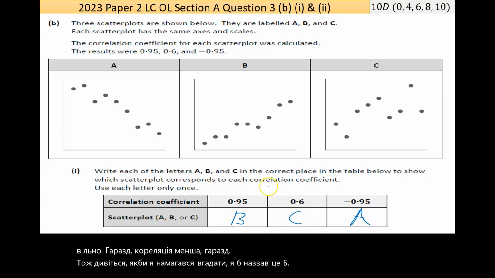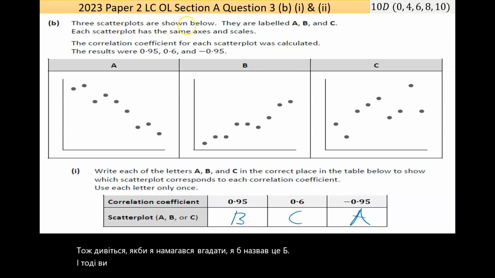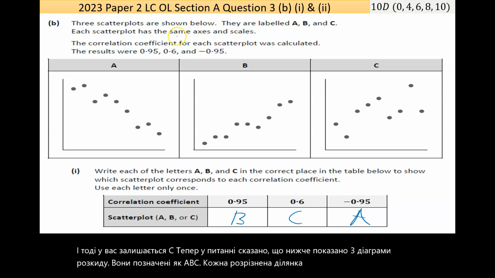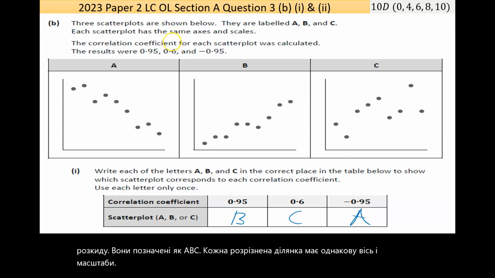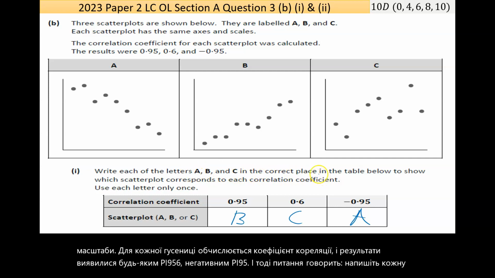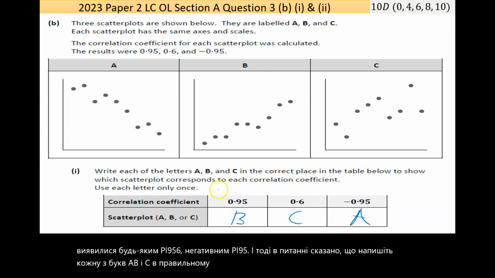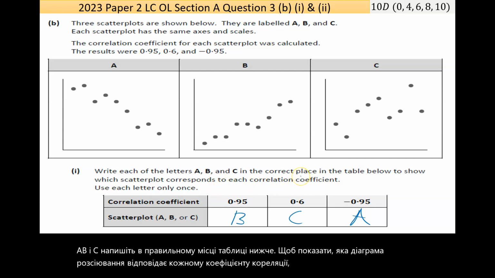Now the question says 3 scatter plots are shown below. They are labeled A, B, C. Each scatter plot has the same axes and scales. It says the correlation coefficient for each scatter plot was calculated, and the results were 0.95, 0.6, and negative 0.95. And then the question says write each of the letters A, B, and C in the correct place in the table below to show which scatter plot corresponds to each correlation coefficient. Look, to my mind, that's fairly attemptable.